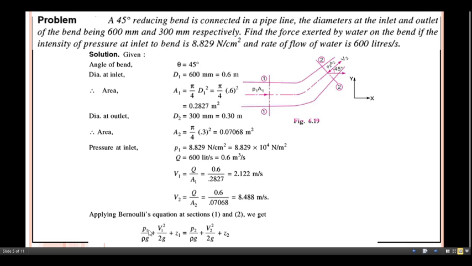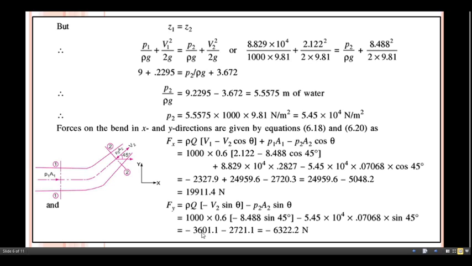Now apply Bernoulli's theorem at section number 1 and section number 2. So we know Bernoulli's theorem, that is P1 divided by rho g plus V1 square divided by 2g plus Z1 equals P2 divided by rho g plus V2 square divided by 2g plus Z2. Whatever information is available with us, just substitute into this equation. In this case, Z1 equals Z2 with us, so both these terms get cancelled.